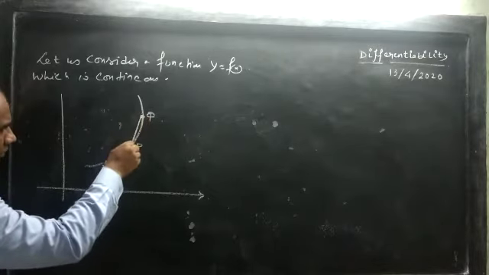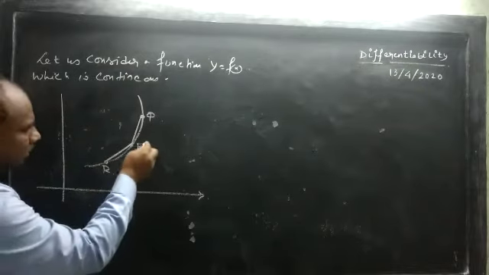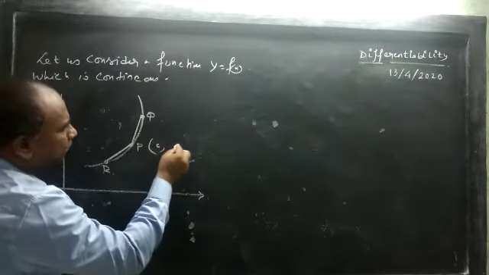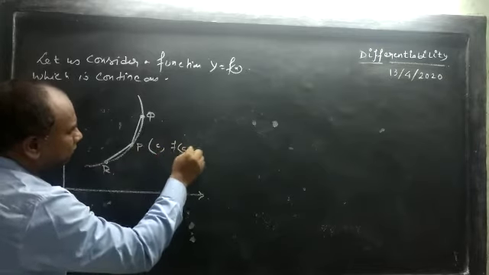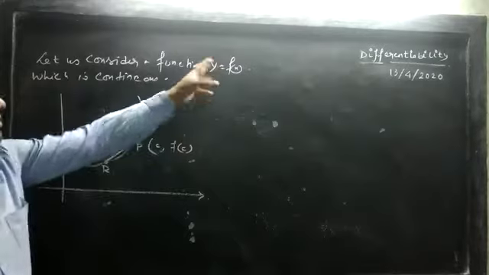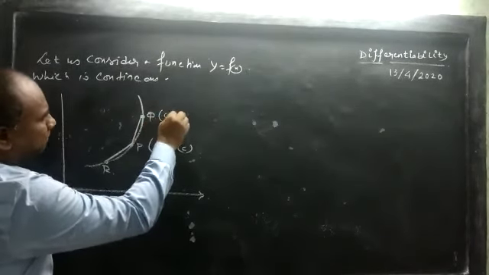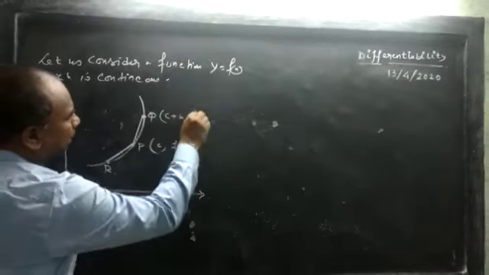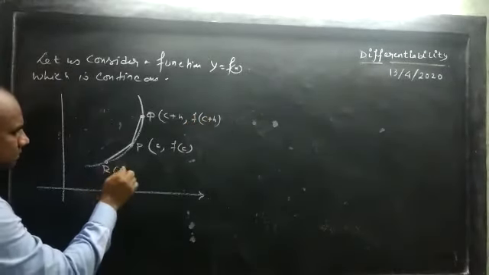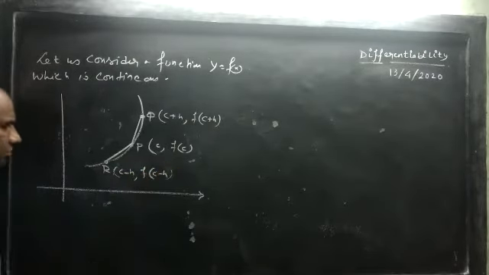First we'll write the coordinates. For P, the x value is C and the y value is f(C). Because y equals f(x), Q will be C plus h as the x value and f(C plus h). R will be C minus h and f(C minus h).